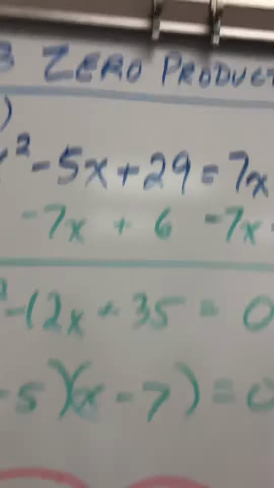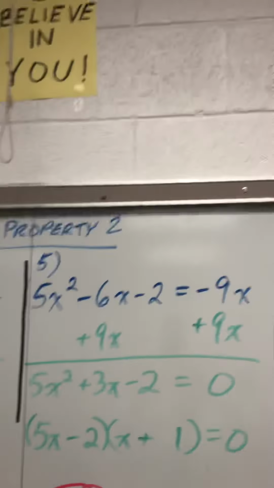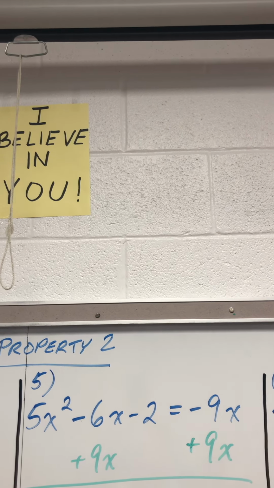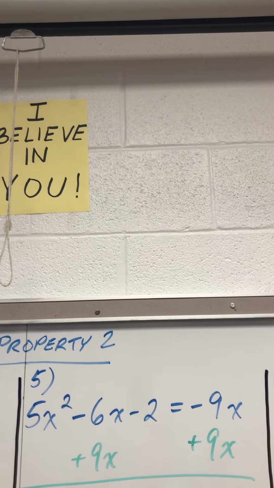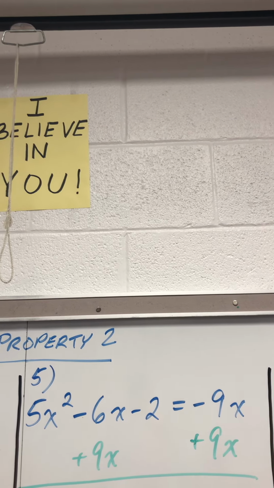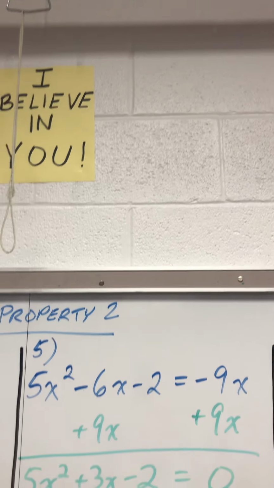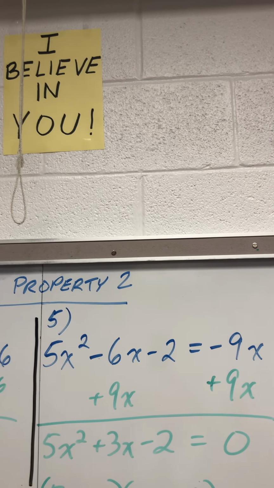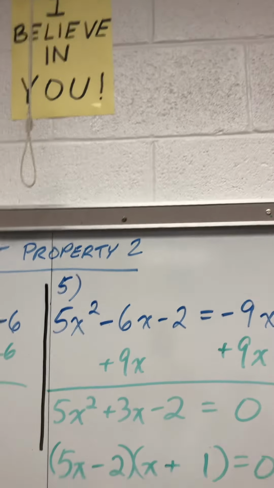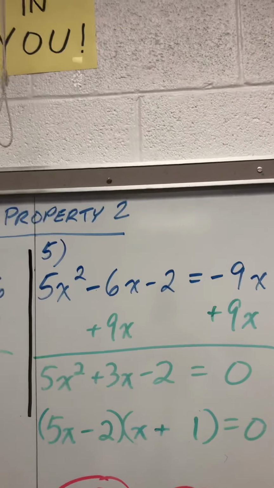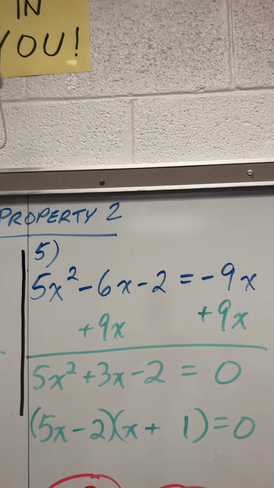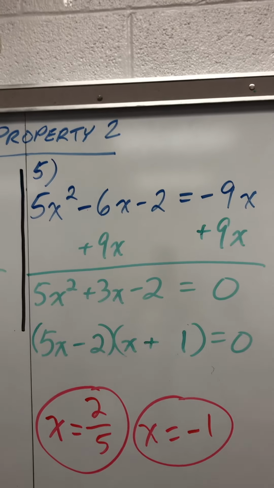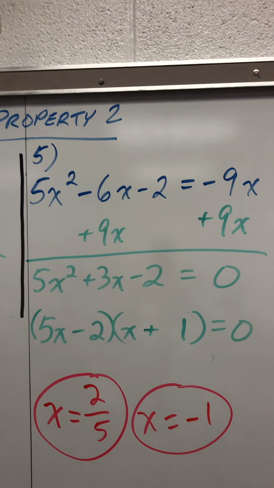Okay. Over here, I'm going to add 9x to both sides first. Now, for the first time, we have a number next to the x squared, that 5, okay? 5x squared plus 3x minus 2 equals 0, which is going to factor to 5x minus 2 times x plus 1. So my answer is x equals +2/5 and x equals -1.